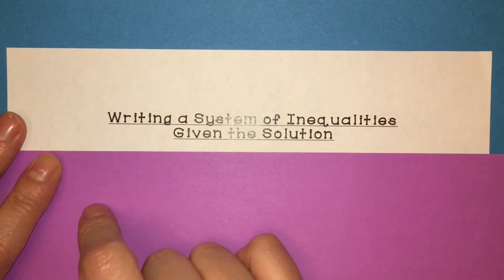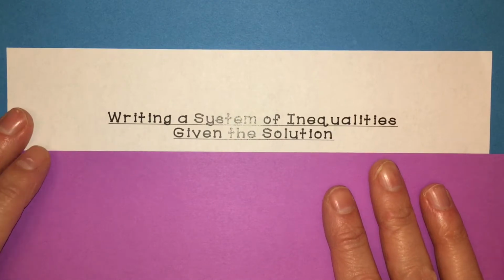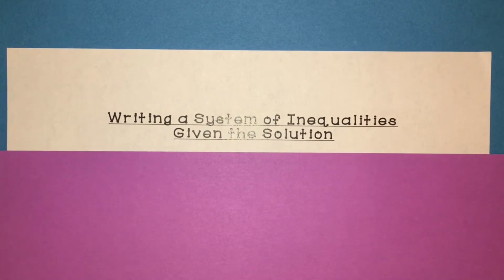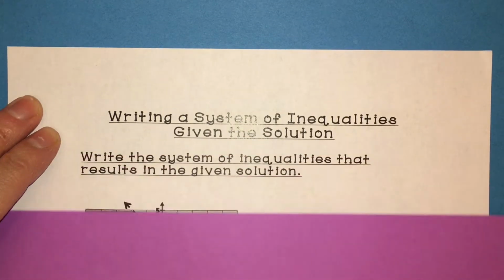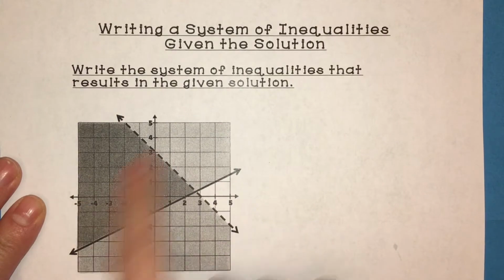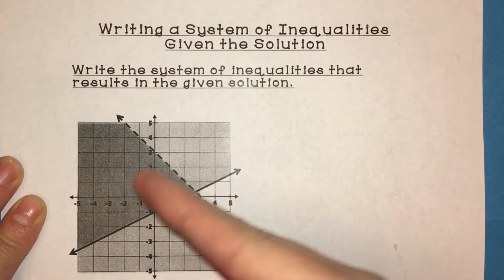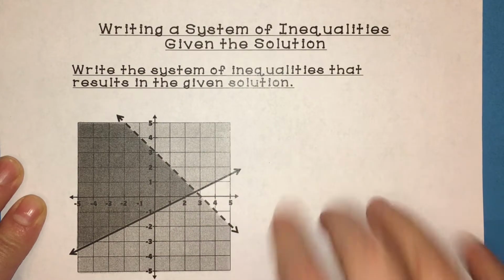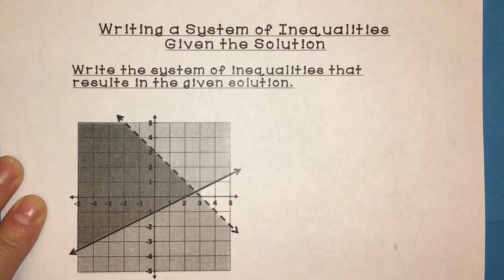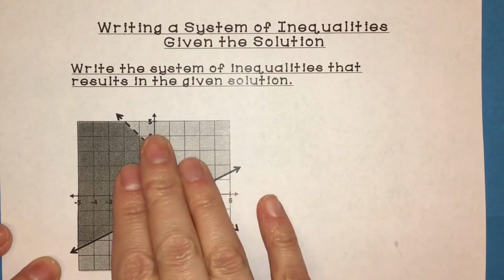All right, this video is on writing a system of inequalities given the solution. So this is if you have a graph and you're actually given the solution, so the double shaded area, and you need to go back and write what the inequalities themselves look like in y equals mx plus b form, but instead of equal, you'll use an inequality symbol. So we're going to write the system of inequalities that result in this given solution.